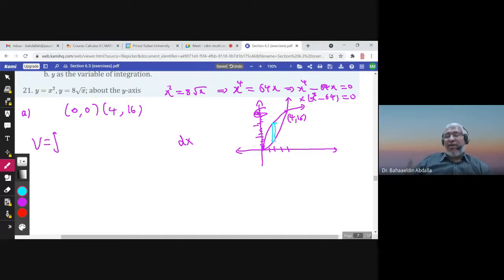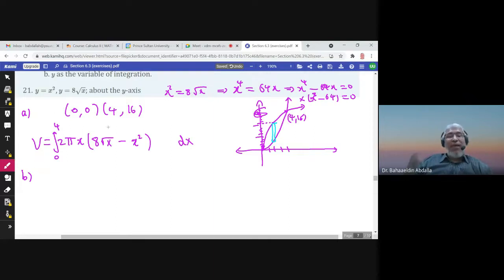If I take a vertical rectangle, it would be parallel to the axis of rotation. So I have to use cylindrical shell method. So 2 pi times x would be the radius of the shell times the height. The height would be the upper curve, which is 8 square root of x, minus the lower curve, which is x square. And this would be the solution. But x from where to where? From 0 to 4.